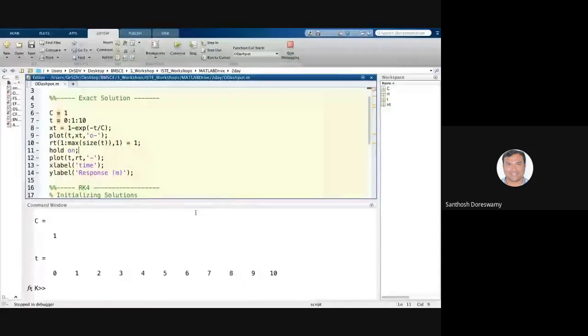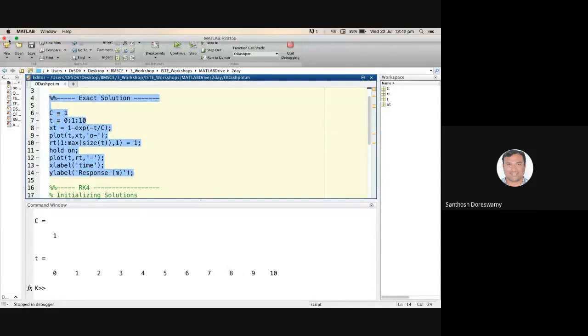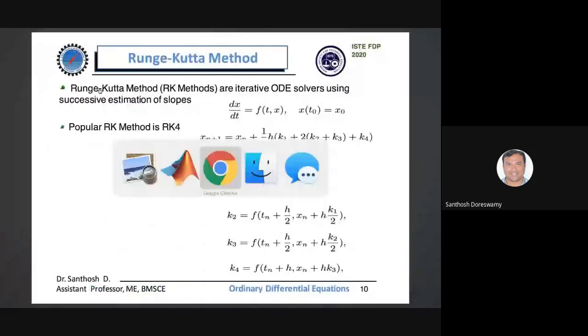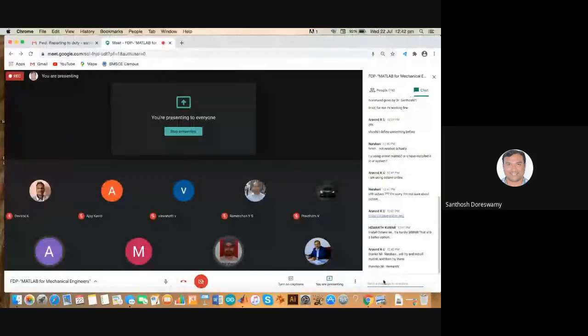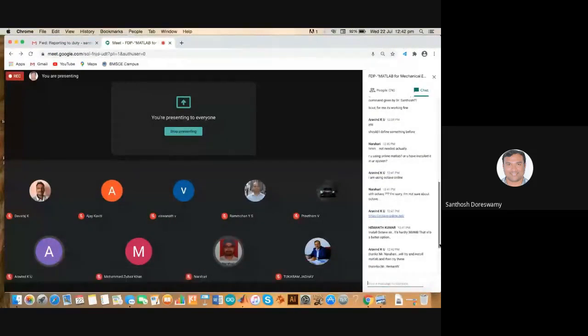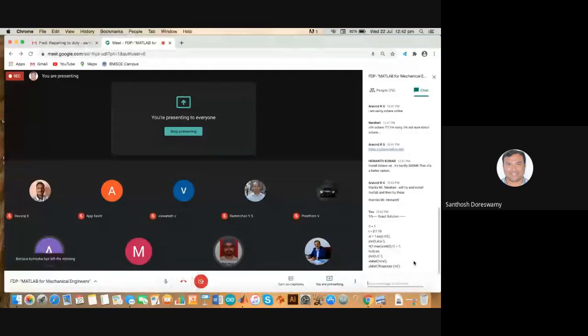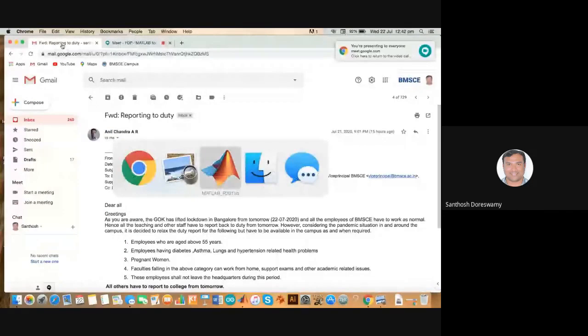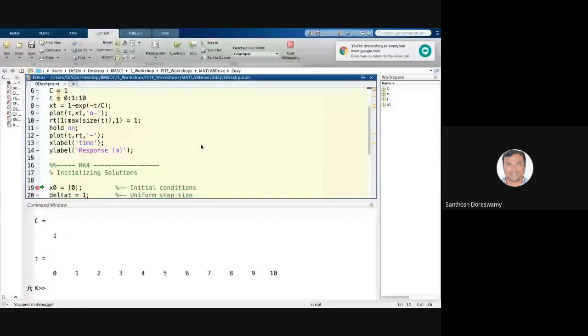For that, I'll give you the code. That's the code that I've given. I've just pasted that in the chat box. You can refer to that. So code here for RK4 technique goes as follows.